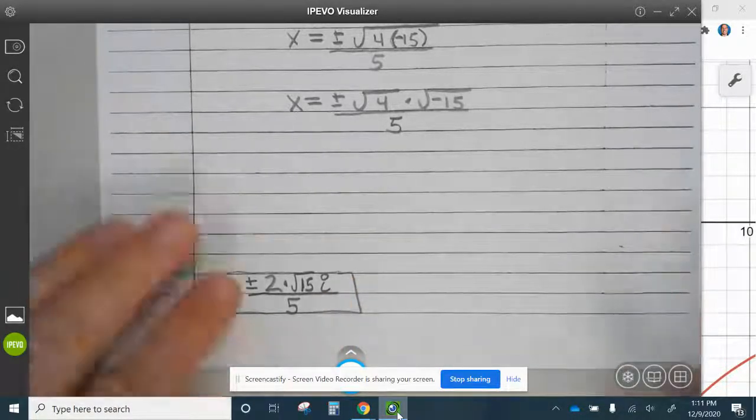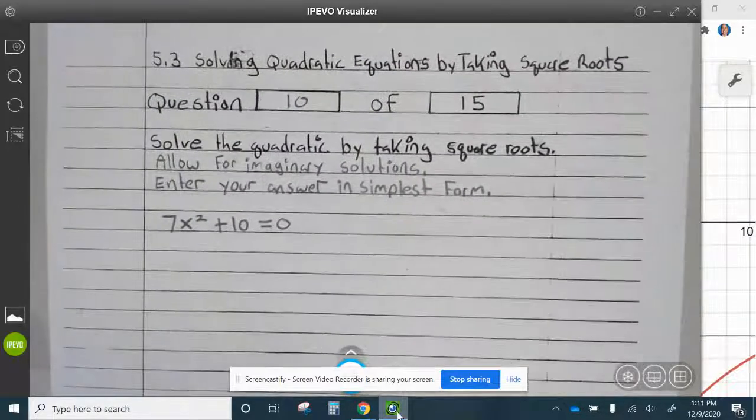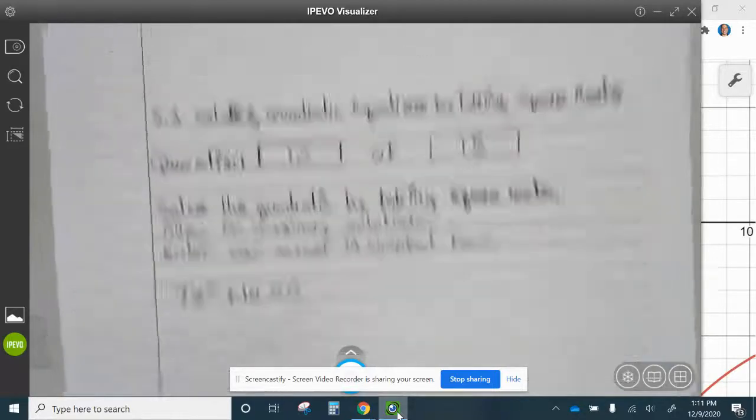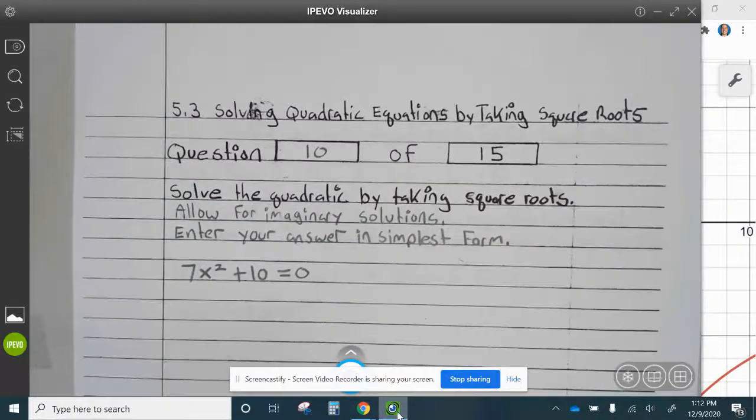Okay. All right, question 10. Solve the quadratic by taking square roots. Allow for imaginary solutions. Enter answer in simplest form.